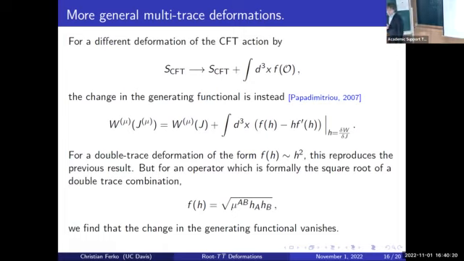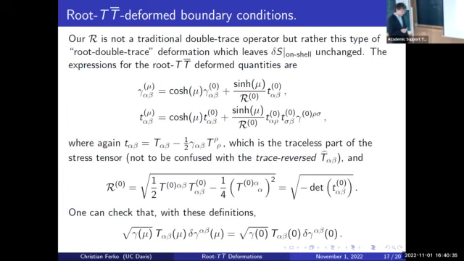So the claim is that for the root TT bar deformation, the change in the generating functional of connected correlators, or equivalently the bulk gravitational action, should be 0, not just minus of the boundary deformation. So that's kind of funny, but we can actually find explicit boundary conditions which do that. So I'll show you the solution, and then I'll conclude. So this is the answer.